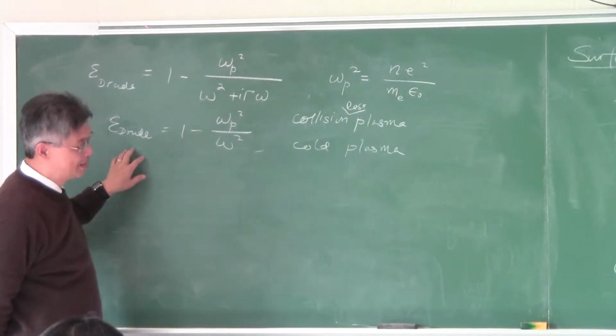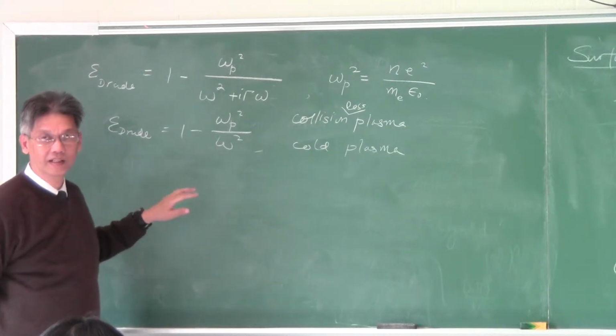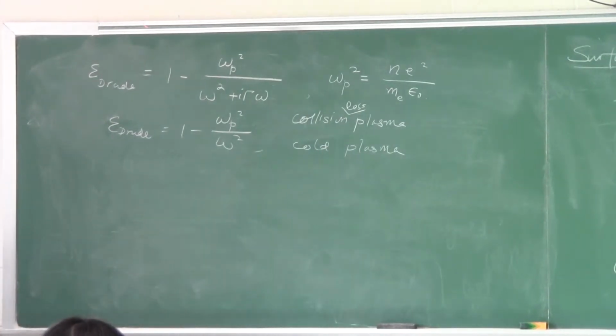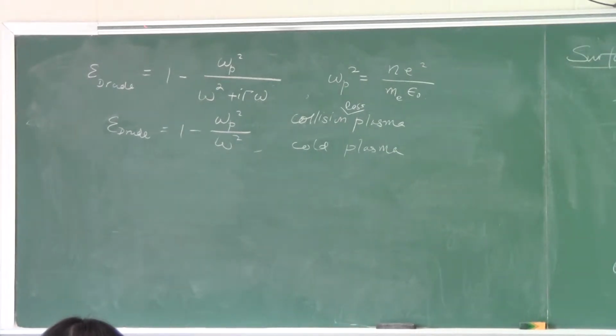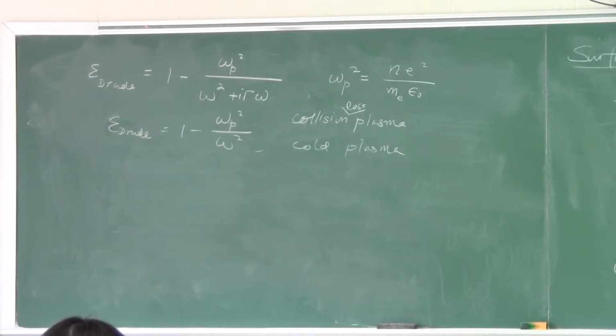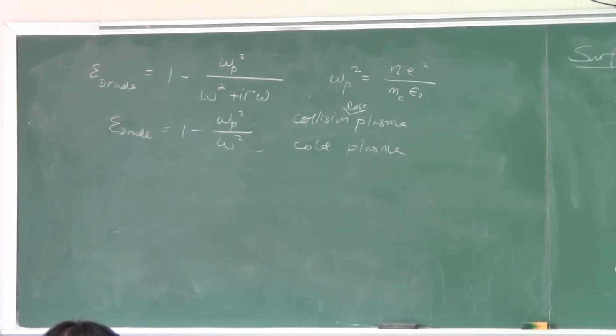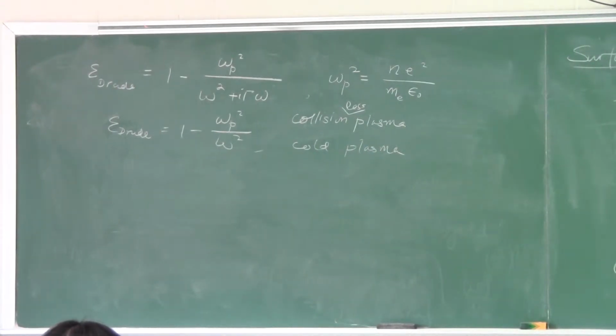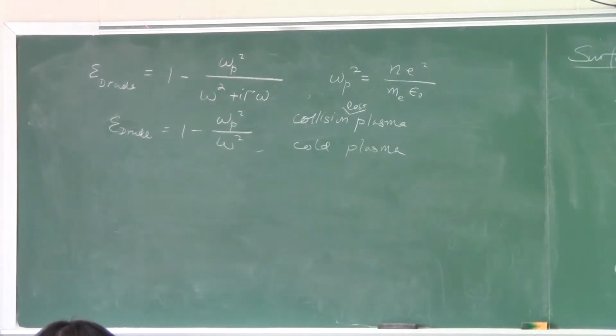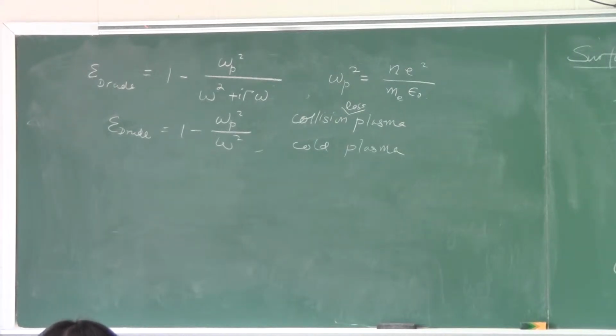And when epsilon becomes negative, what happens? What happens when epsilon becomes negative? What is the first thing that comes to your mind? Omega p squared over omega squared, yeah, greater than 1, so it becomes negative. What kind of physics comes about? The first thing that comes to your mind. Epsilon becomes negative. Yeah, but what? That's mathematics, right? What physics would come about?